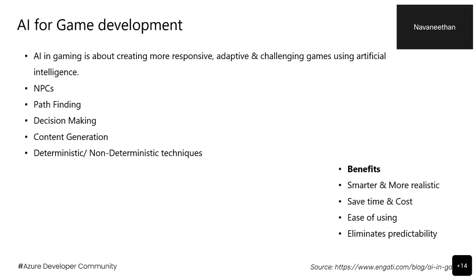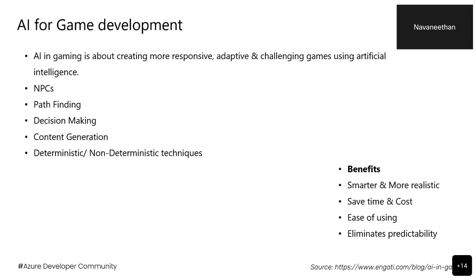Then another thing is content generation. Now we've seen speech to text and text to speech, and we can add all that in gaming. Also, if you want to create some text, interesting discussions, you can use it. The benefit would be smarter and more realistic games, and it will save time and cost. When you are using resources to create the game and decide everything, you have to spend a lot. When using AI, it will be saved, and it can be used easily.